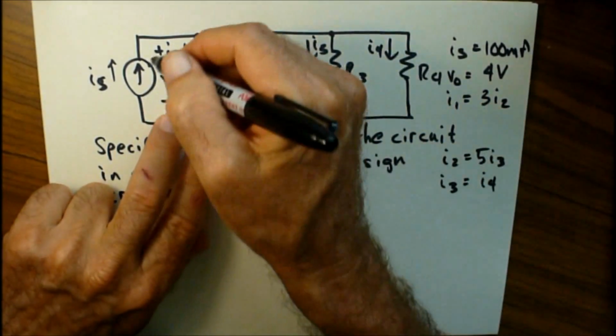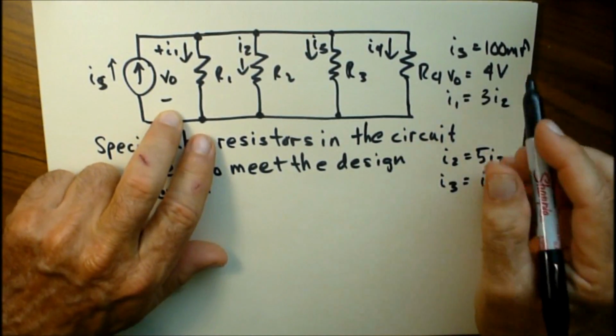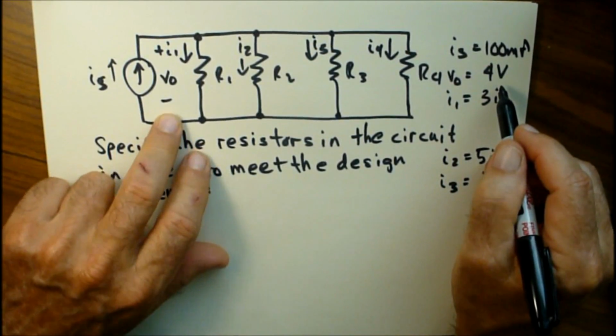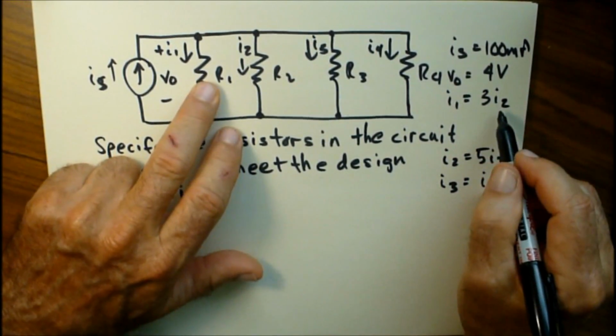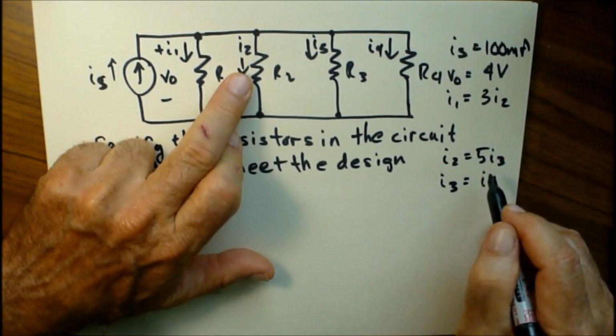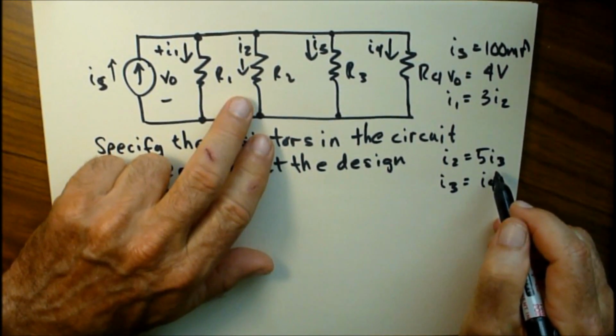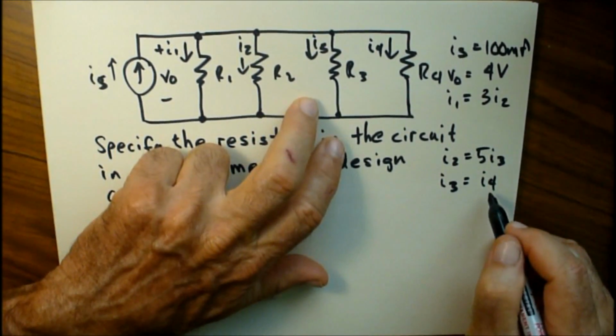V0 across the input power supply, which is a current supply, is 4 volts. I1 is 3 times I2. I2 is 5 times I3. And I3 is equal to I4.